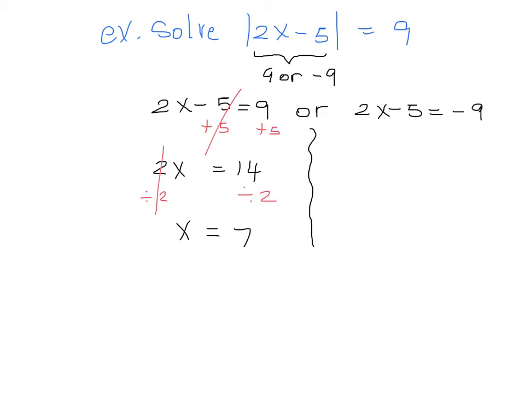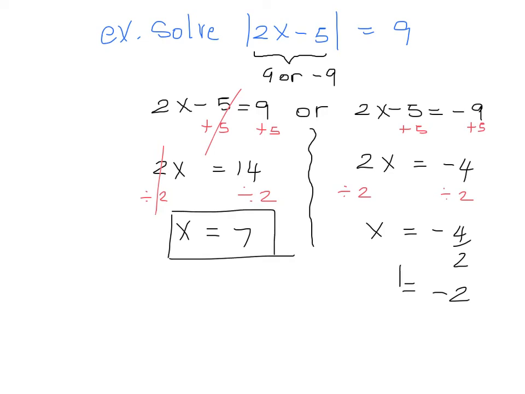We still need to find the other solution. So we go over to the other side, and again we add 5 to both sides, getting that 2x is equal to negative 4. And we continue by dividing both sides by 2, and we get that x is equal to negative 4 over 2, which simplifies to negative 2. So our absolute value equation has two solutions, 7 and negative 2, which means that both should work in our original equation.